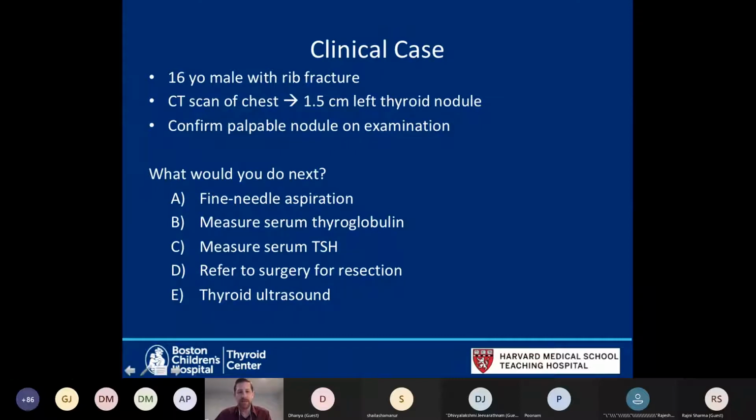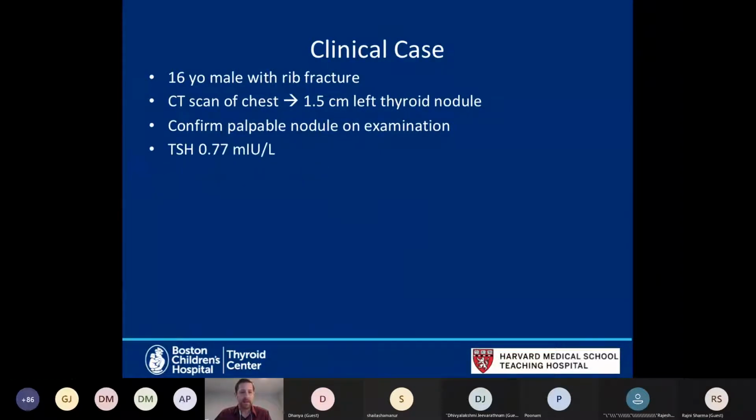A number of options for next evaluation: fine needle aspiration, measurement of various serum tests such as thyroglobulin or TSH. Would you consider referral directly to a surgeon or performing a thyroid ultrasound? We don't have a polling function, so just think about what you would do as a next step in the evaluation of this palpable thyroid nodule.